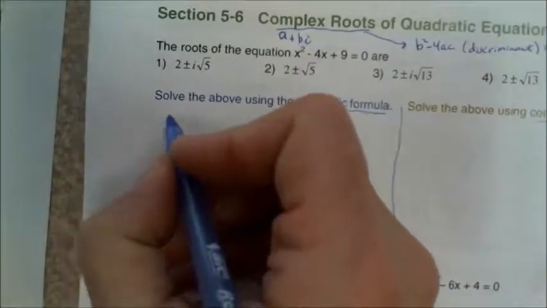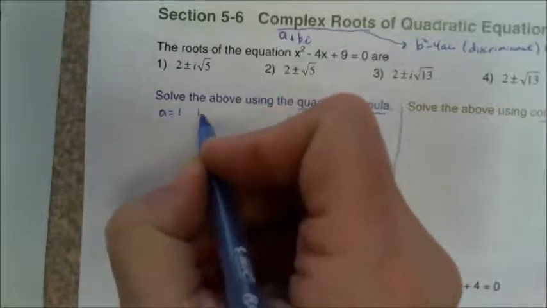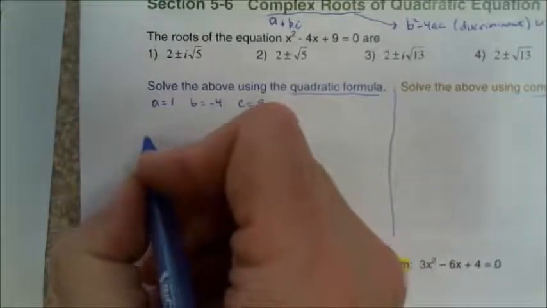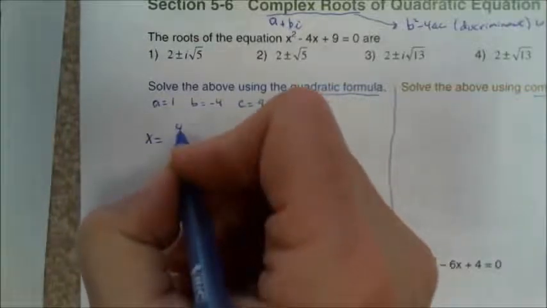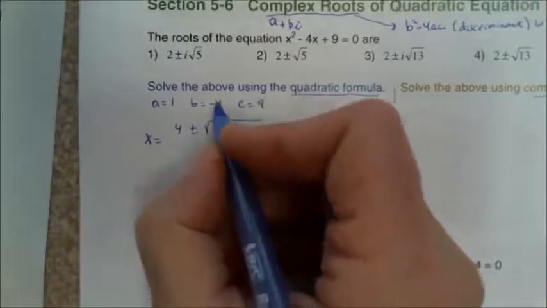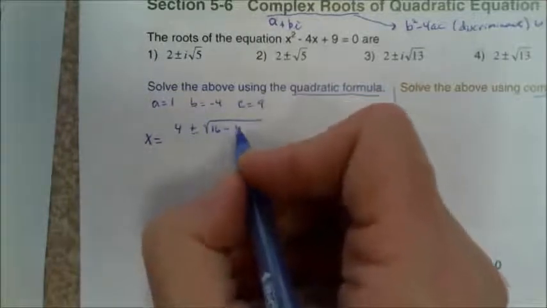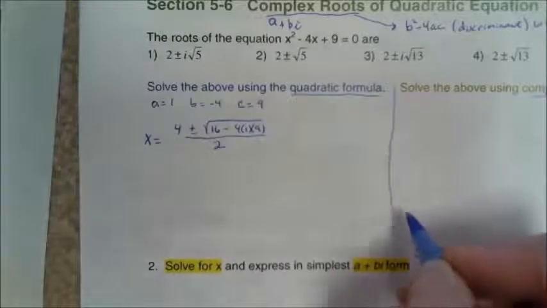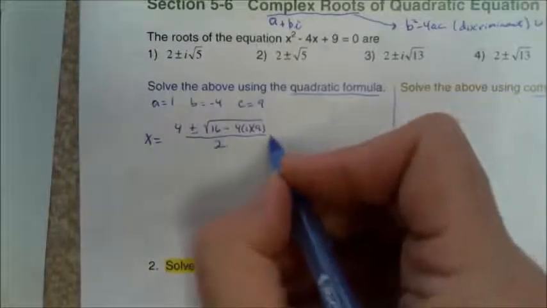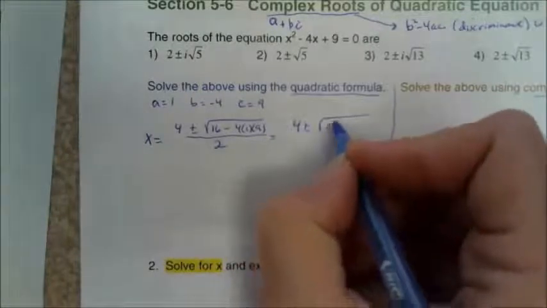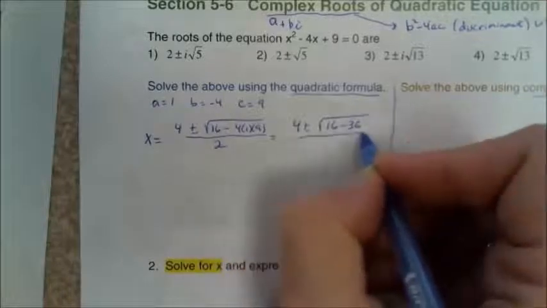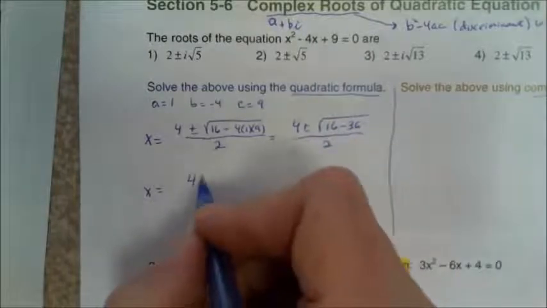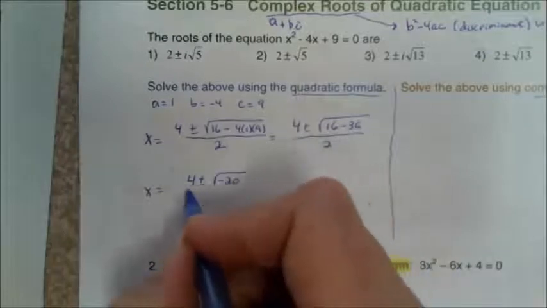So the quadratic formula requires us to do a is 1, b is negative 4, c is positive 9. So the quadratic formula goes x equals opposite b plus or minus square root b squared minus 4ac all over 2a. All right, that's the quadratic formula. Now we have 16 minus 36. 4 plus or minus the square root of 16 minus 4 times 9 is 36, all over 2. 16 minus 36 is negative 20. So 4 plus or minus the square root of negative 20, all over 2.